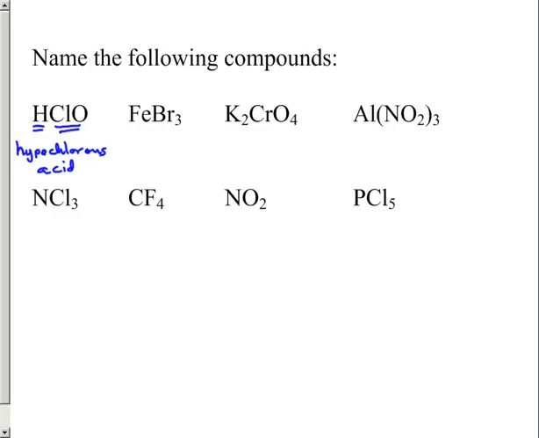FeBr3, that's a metal and a nonmetal. That's ionic. We note that the bromide ion is -1. That means the iron must be +3, so it's iron(III) bromide.